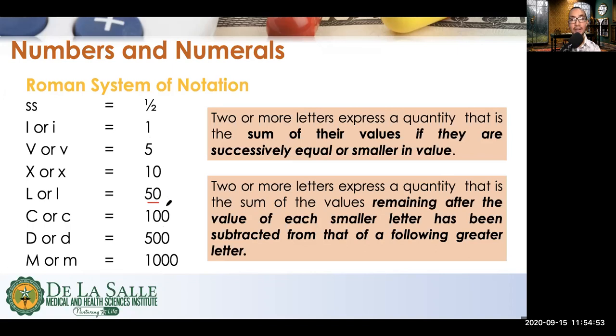And there are certain limitations on the figures which we can subtract from the larger numbers. For example, for the number 50, you can only subtract 10. So we have 40, which is XL. So 50 minus 10 is 40. Then from 100, you can only subtract also 10. So we have XC to mean 90.